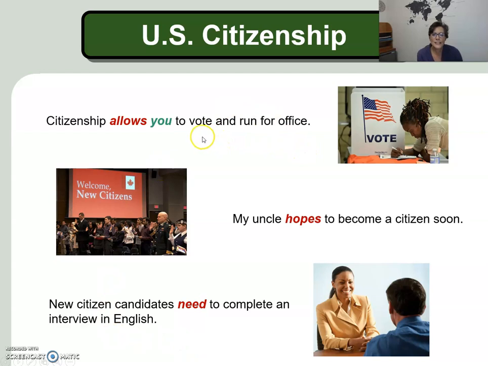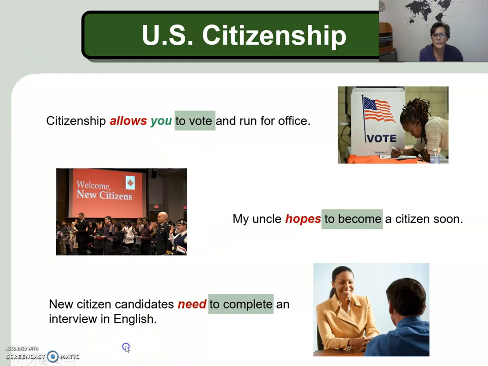All right, let's go ahead and take a look at the answers. So citizenship allows you to vote. My uncle hopes to become a citizen soon. New citizen candidates need to complete. These are all examples of infinitives after certain verbs and also after certain verbs plus objects.